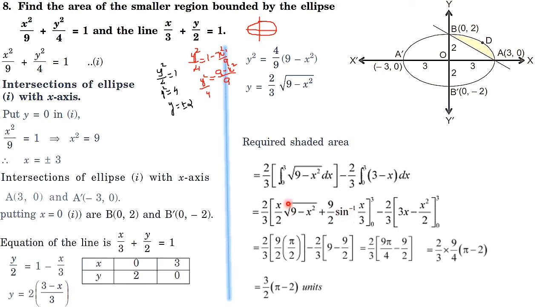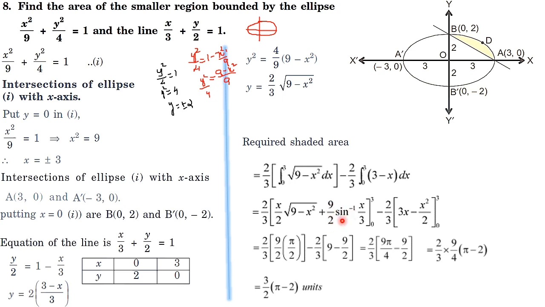Root of a square minus x square integral is x by 2 into root of a square minus x square plus a square by 2 into sine inverse x by a. Apply the limit. Then when we apply the limit, 2 by 3 into 9 by 2 into pi by 2 minus, here, because when we apply 3 here, what will happen? 9 minus 3 square. 3 square is 9. 9 minus 9 is 0, and the term will be 0.